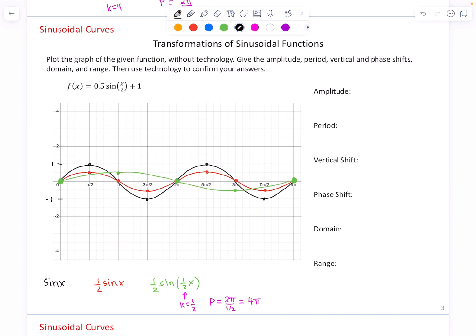And then finally, let's look at the effect of the +1. This is a vertical shift up 1 unit. So take the green graph. If you focus on the points on the x-axis, they'll now be at a height of 1 unit. And we get this graph here in orange. Let's label some of the points.